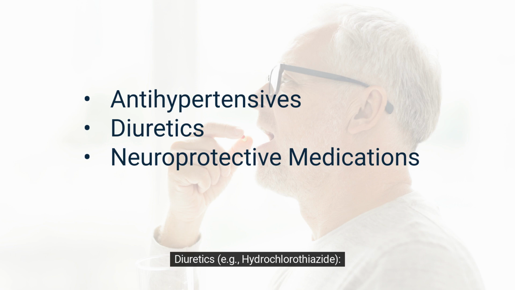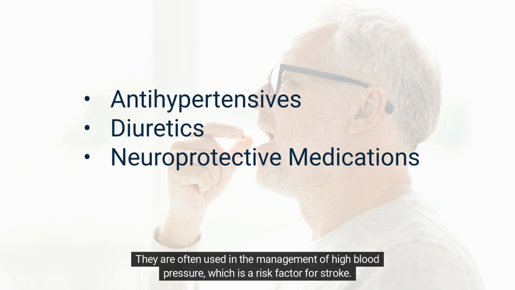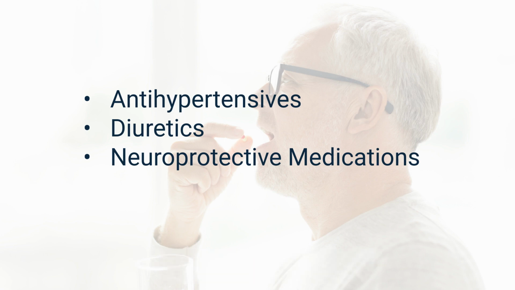Diuretics, e.g. hydrochlorothiazide. Action: diuretics increase urine production and reduce fluid volume in the body, leading to decreased blood pressure. They are often used in the management of high blood pressure, which is a risk factor for stroke.